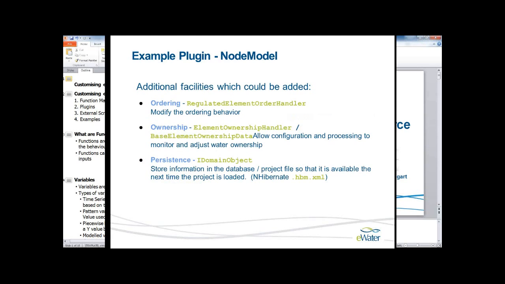You can make your node model simple to begin with, and then you can add in features if you need to, such as ordering or ownership. There is also an XML file you need to do for the persistence, which is the loading and saving of your node model into and out of the database.